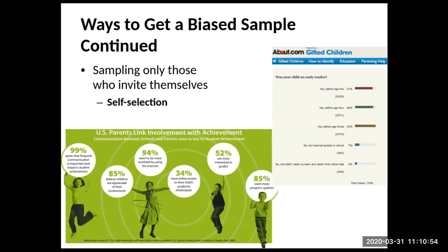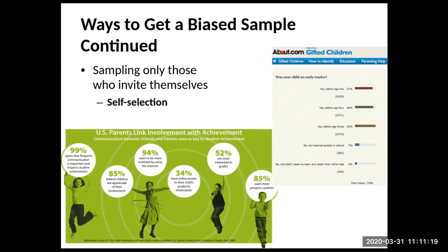Was your child an early reader? What we see is no, and the child did not want to learn any faster than other kids, 3%. Of course, that's going to be the lowest amount of people on this poll. No, but learned quickly in school, 7%. Yes, before age 3. Those are the really gifted ones, right? You see the biggest percentage there in that one, 2,374.